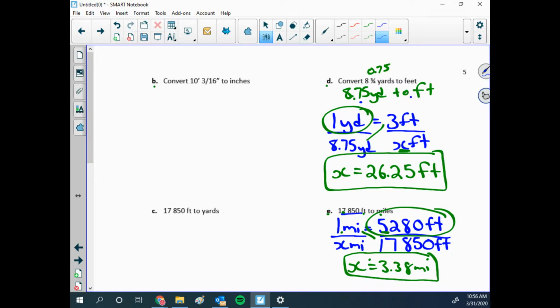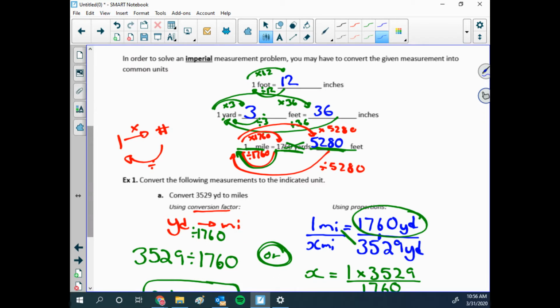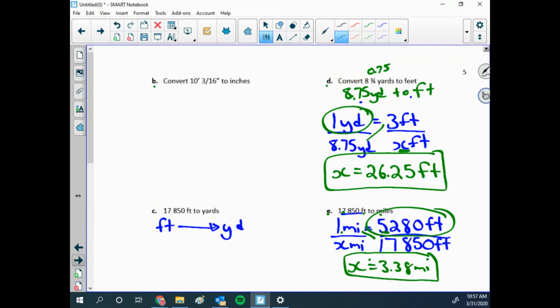So C says 17,850 feet, and I want to go to yards, so I'm going to use a proportion. So I'm trying to find the conversion factor that converts from feet to yards. So when I go here to go from feet to yards, so feet to yards is right here. And I'm going backwards, so I would divide that by 3. So to go from feet to yards, I just divide by 3.